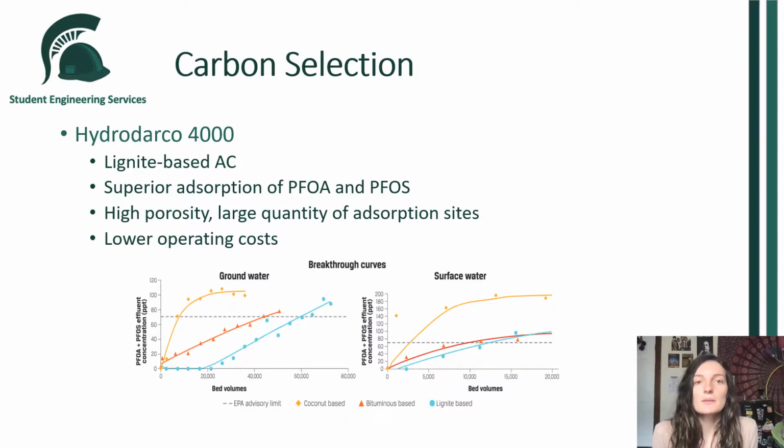The diagram on the bottom shows the breakthrough curves comparing this carbon to other carbons. Hydrodarco 4000 is represented by the blue line, and as shown, it is able to treat a much higher quantity of bed volumes of water before breakthrough is reached.